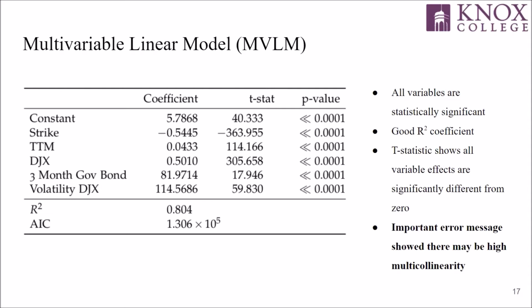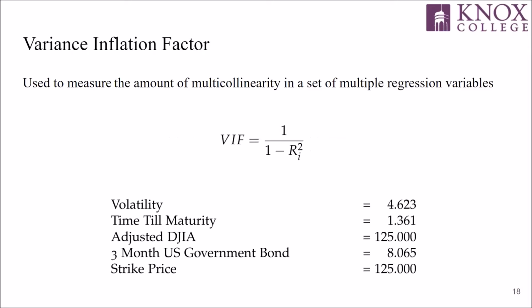However, when we ran this model, there was an important error message shown, and that was that there could be high multicollinearity between some of the variables. Well, what is multicollinearity? Multicollinearity is the correlation between some of the independent variables. We don't really want correlation between independent variables. What we want most is correlation between independent and dependent variables. So we can check multicollinearity by running something called the variance inflation factor, what a fancy name, or the VIF.